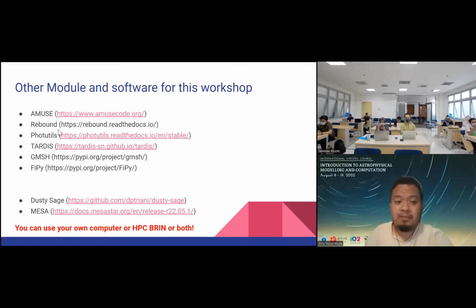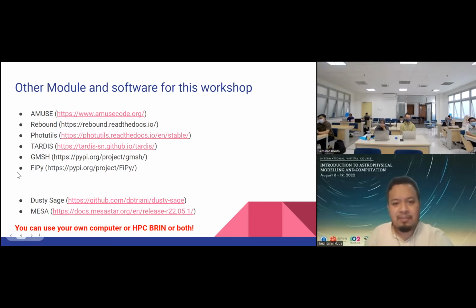And also Rebound. Rebound is something maybe you already heard about in the previous lecture. There's also Photutils. It's also a Python module for doing photometry analysis. And then there's also TARDIS, MESH, and IPy. You need to install these modules on your own computer. Or if you're willing to use HPC, there are also some modules there. Some modules, not all modules, because we have not yet finished installing all the modules in HPC.